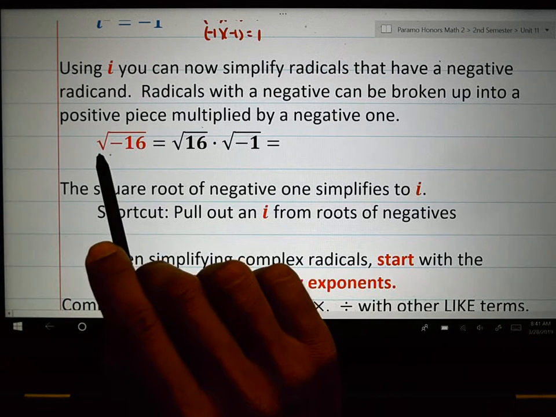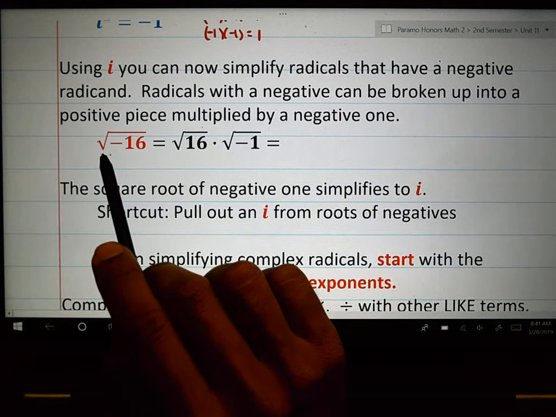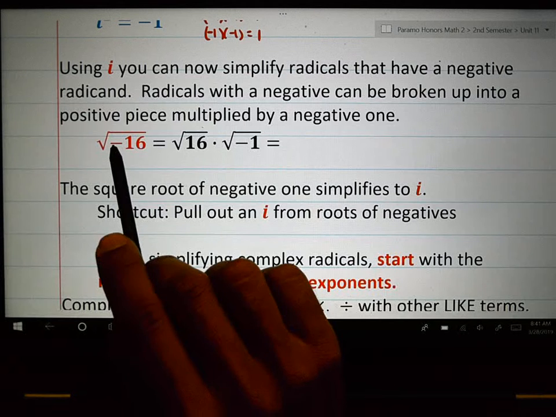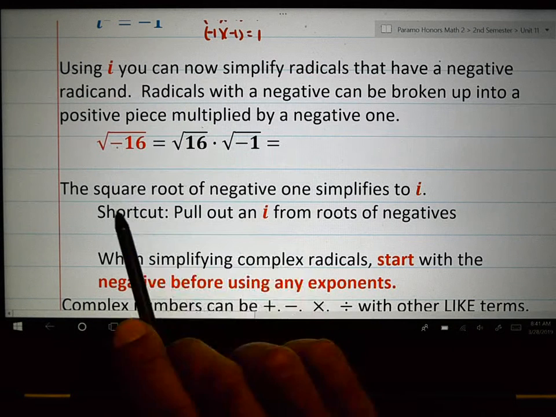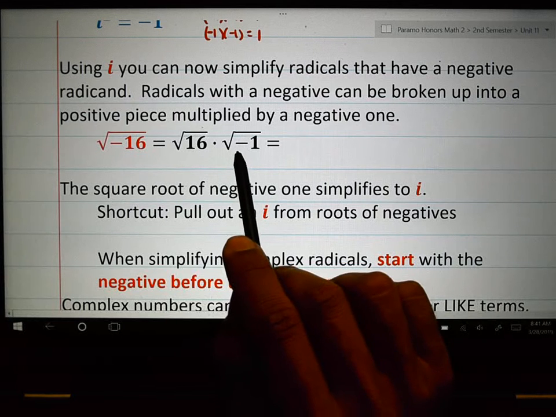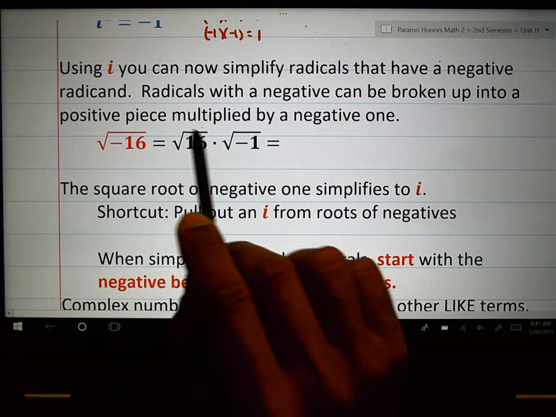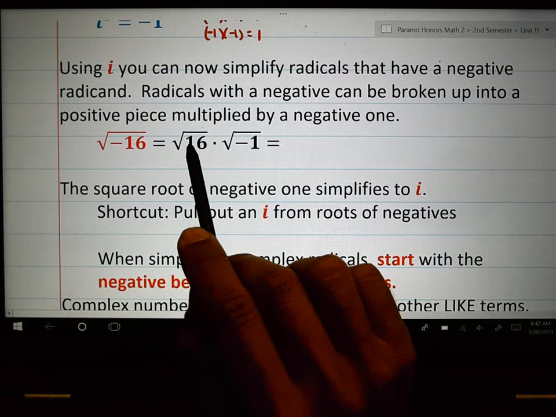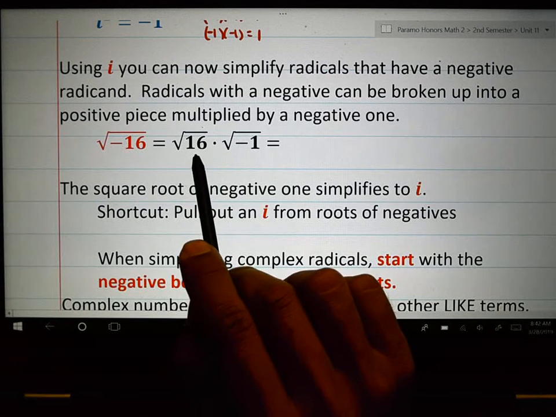Earlier I told you can't square root negative 16, because nothing times itself equals a negative 16. But what if I were to think about it in terms of what I just told you? What if I said this is the square root of 16 times the square root of negative 1? I bet you could do the square root of 16. If you know what the square root of 16 is, go ahead and say it out loud.